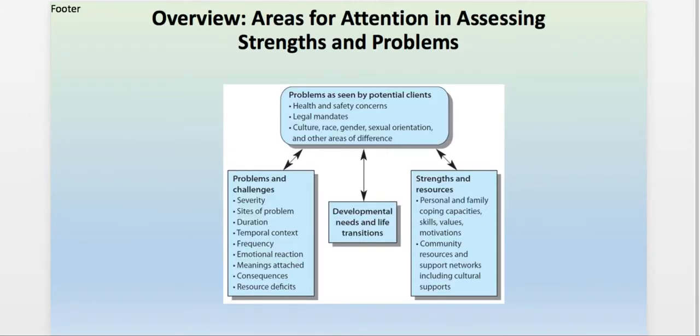So just a little graphic, I believe it's from the Hepworth text, about the areas for attention in assessing strengths and problems. And you can see that there are a number of different things that bring clients to us, as mentioned here, and problems as seen by potential clients. Remember, we talked about clients and potential clients, and so we're really in the assessment phase. This is still somebody who very much may just be a potential client, and some of the problems and challenges as opposed to the strengths and resources that the client will have.